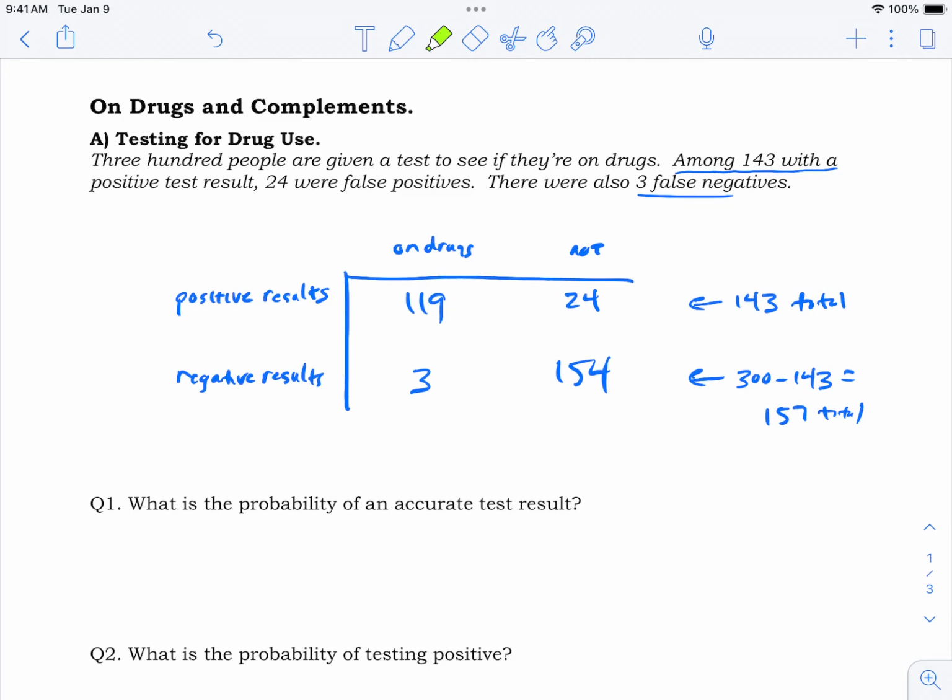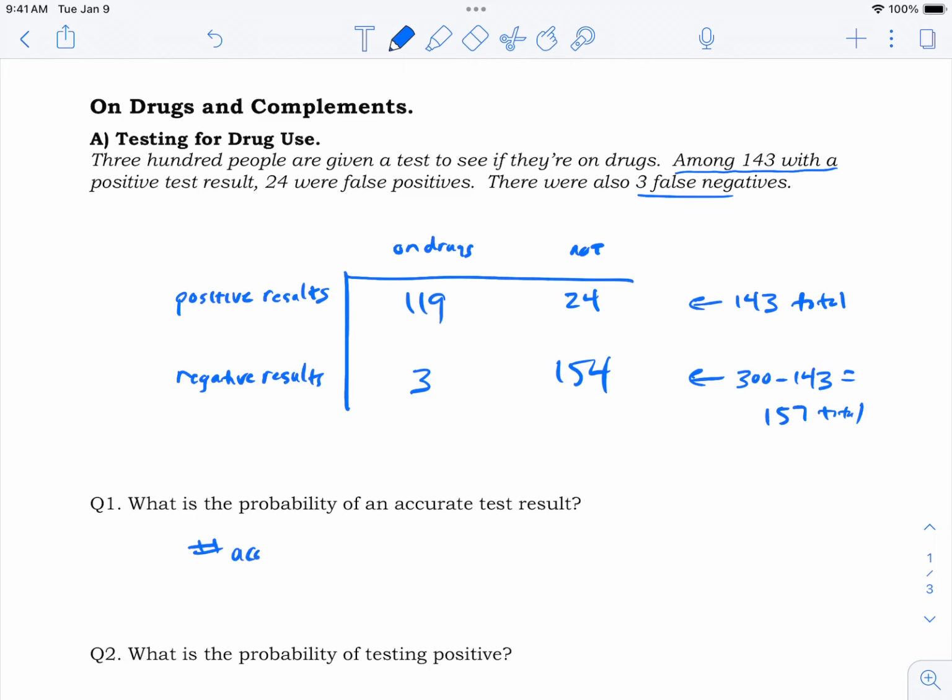That's all the possibilities right there. All right, now we can answer some questions. First one, what is the probability of an accurate test result? Well, going back to the basic way we define probability, we define it based on counting things, right?